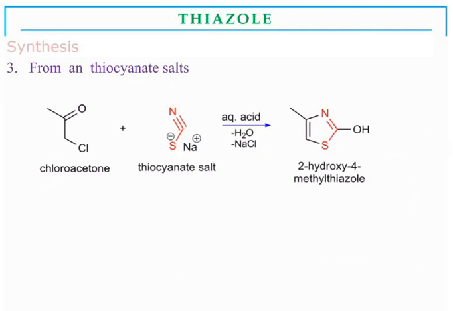Now the third method of synthesis of the thiazole ring is from thiocyanate salt. You can see here chloroacetone and thiocyanate salt. Why is it a salt? Because of its salt-like nature, positive and negative separation. In aqueous acid, with dehydration and removal of sodium chloride, you will get 2-hydroxy-4-methyl thiazole. This is the thiazole ring.